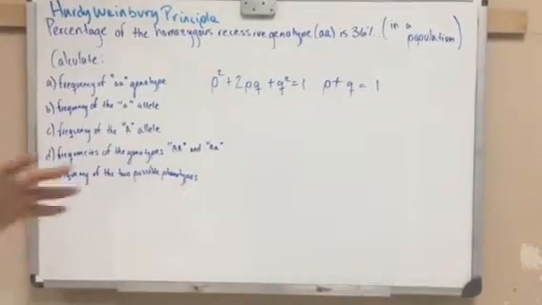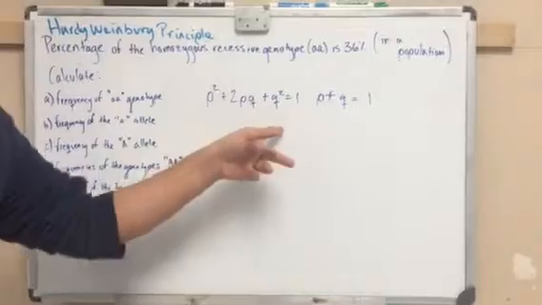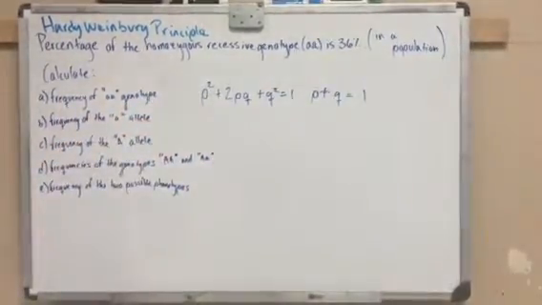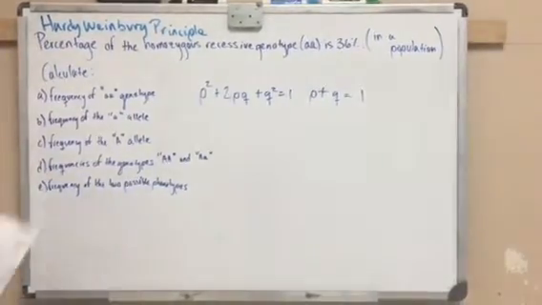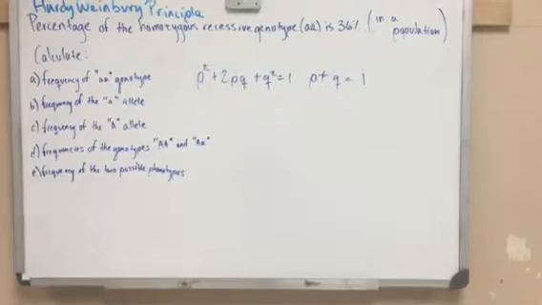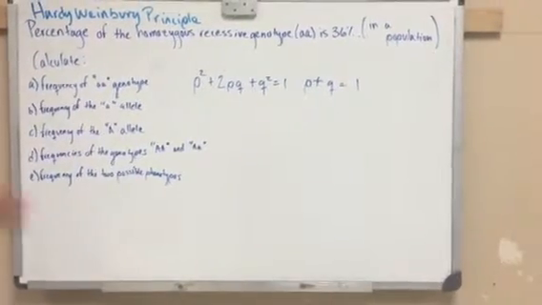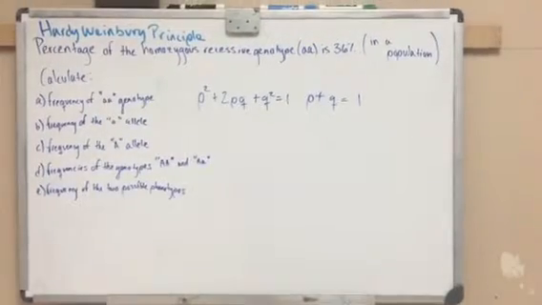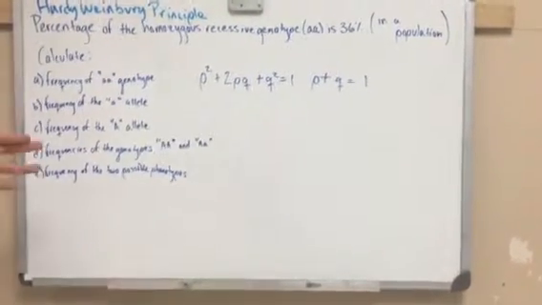Well, in order to understand this and fit it into a formula, we need to understand what the formula tells us. So we know that p squared is the frequency of the homozygous dominant genotype in that population. 2pq stands for the frequency of the heterozygous dominant frequency in this population, and q squared stands for the homozygous recessive frequency in this population.